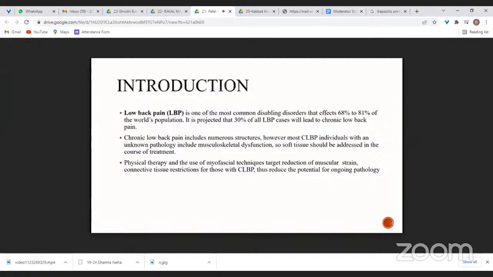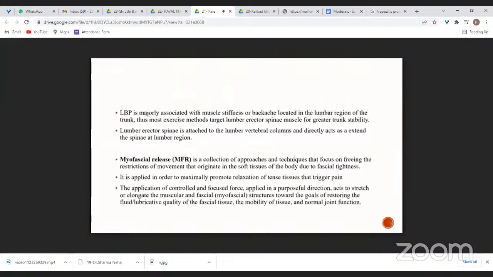It is projected that 30% of all low back pain cases will lead to chronic low back pain. Chronic low back pain includes numerous structures. However, most chronic low back pain patients are individuals with an unknown pathology, including musculoskeletal dysfunction. So, soft tissue should be addressed in the course of the treatment. Physical therapy and the use of myofascial techniques target the reduction of muscular strain and connective tissue restriction for those with chronic low back pain. This reduces the potential for ongoing pathology.